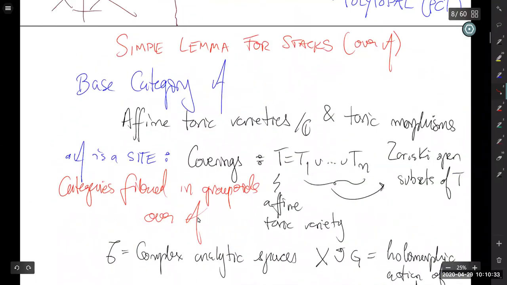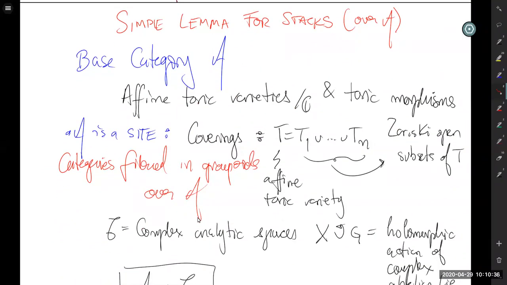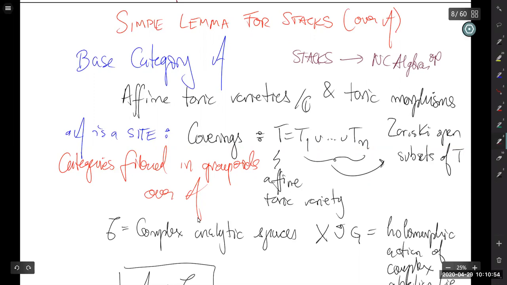In any case, in reality, there is a functor from stacks to non-commutative algebras. We can entirely encode the information of the non-commutative algebra on a stack. So in a sense, the algebra of functions on these stacks is no longer just a commutative algebra, but is a non-commutative algebra. This algebra of functions on this stack.